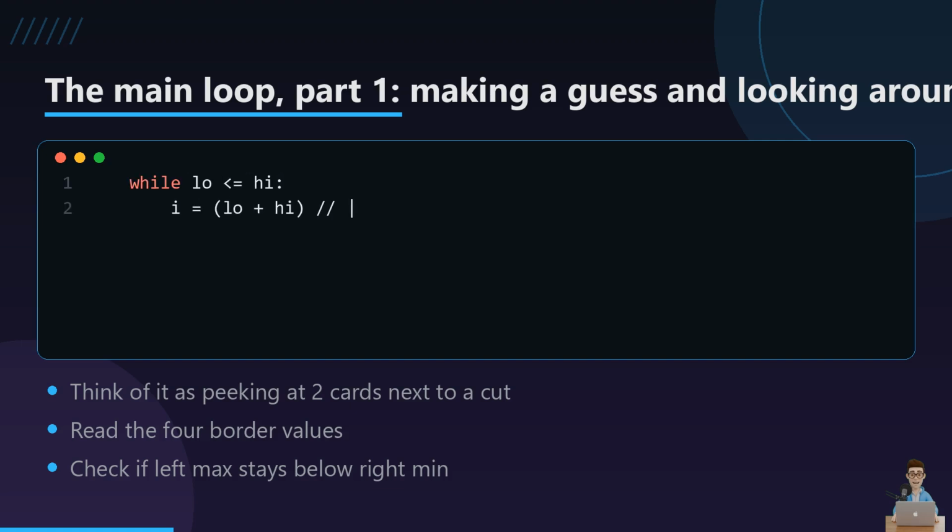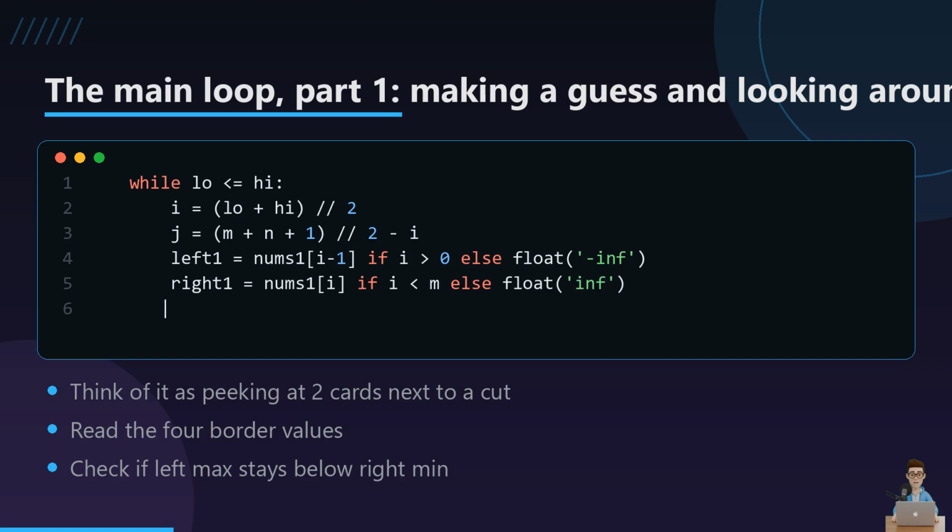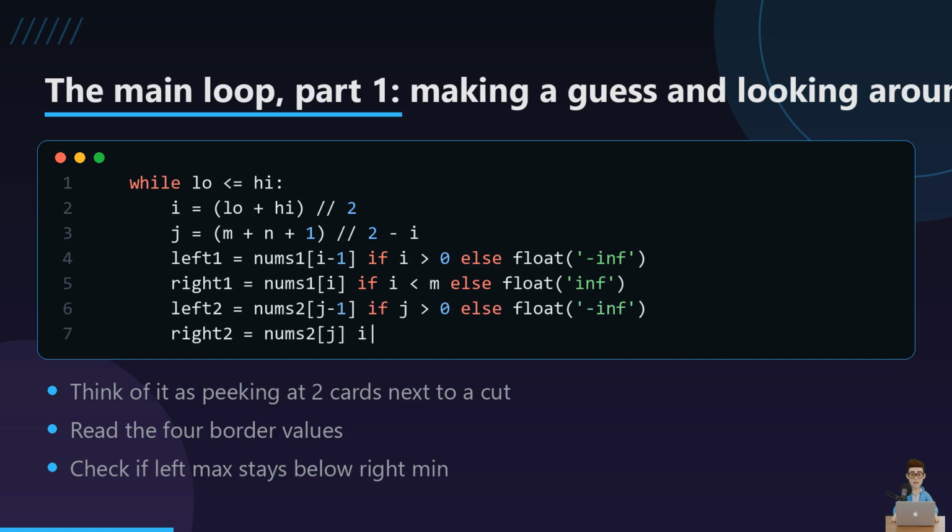Here's a way to picture this. Imagine each array is a row of playing cards, and you're sliding a little divider through each row. You don't need to look at the whole row. You only ever need to peek at the card just to the left of the divider, and the card just to the right of it, in each row. That's 4 numbers total, and we give them names: left1, right1, left2, right2. We guess a spot i in nums1 for our divider.